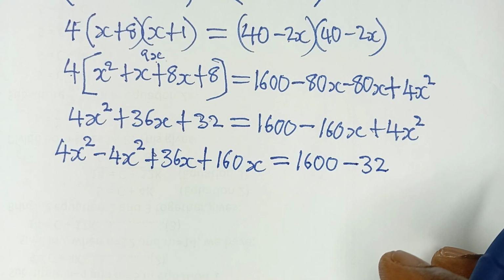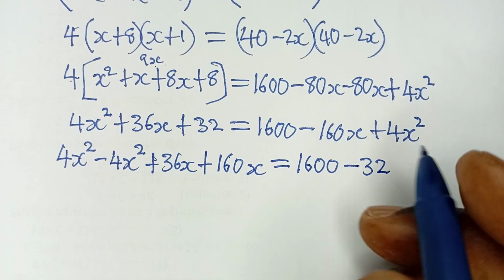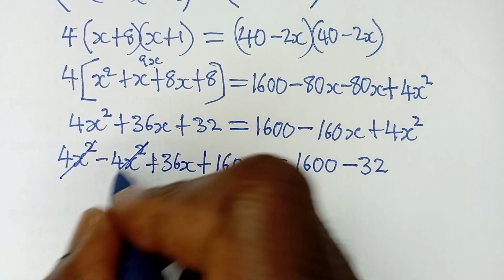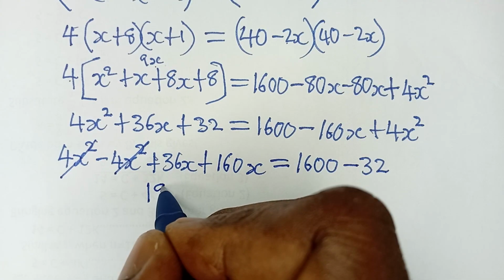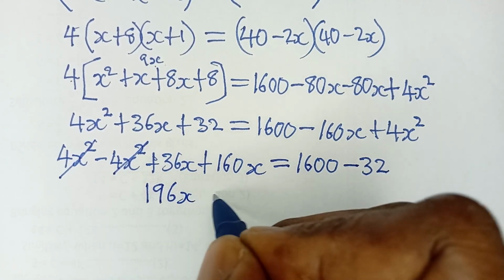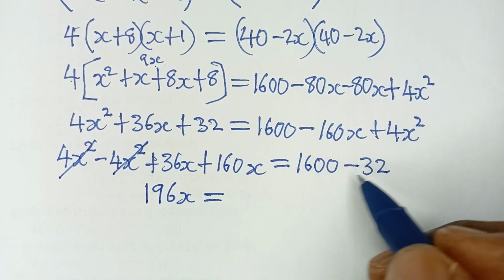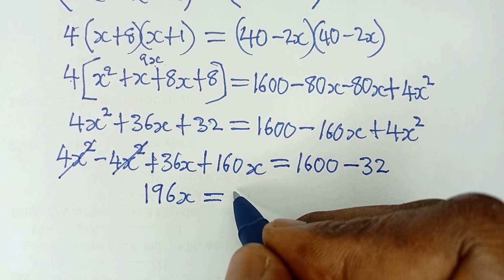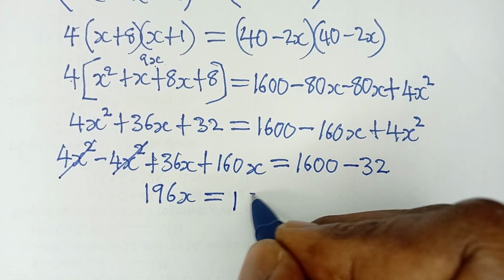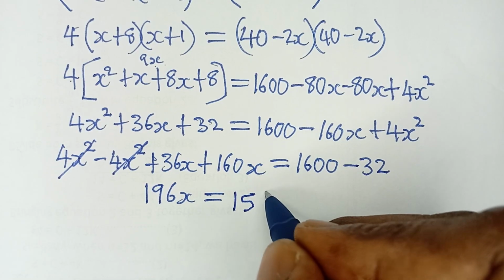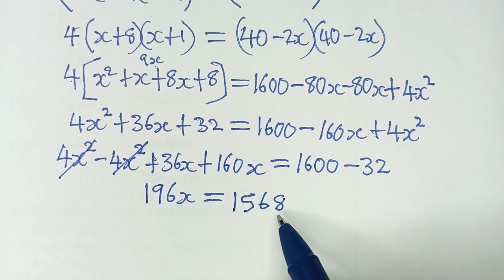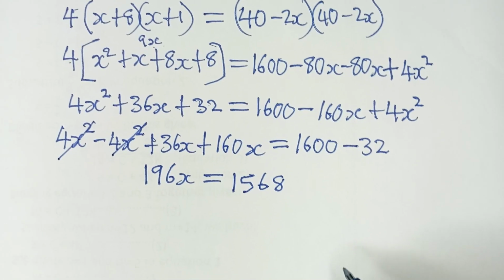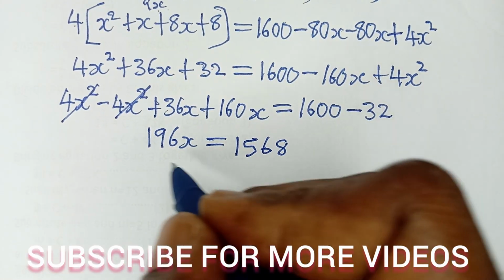So what I'll be having next is this will cancel this. And then this plus this, I'm going to have 196x is equal to this minus this, which is going to give me 1,568. So the next thing for me to do in order to get the value of x is to divide both sides by 196.